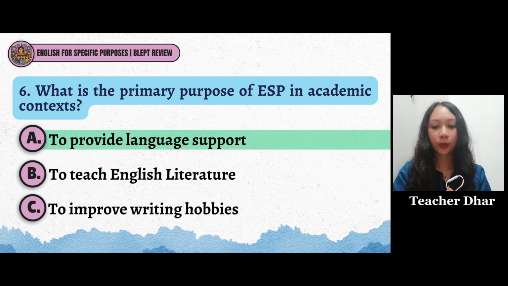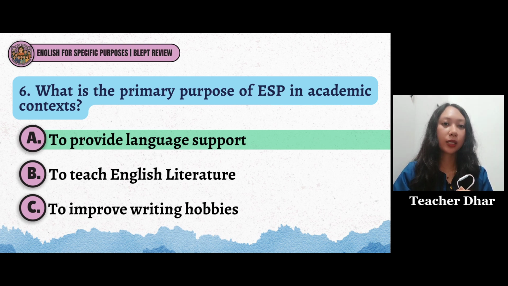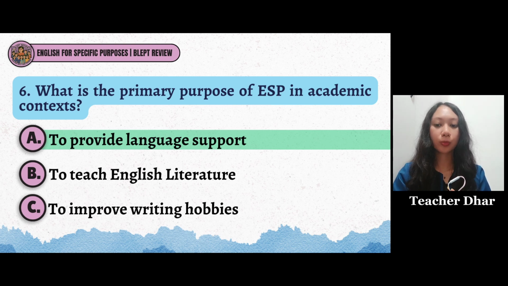Now, the other two options are incorrect because for letter B, teaching English literature is a focus of English departments, but not primarily focused on ESP. And for letter C, improving writing habits is a personal interest, not the primary purpose of ESP in academic contexts. Okay, now let's go to number 7.